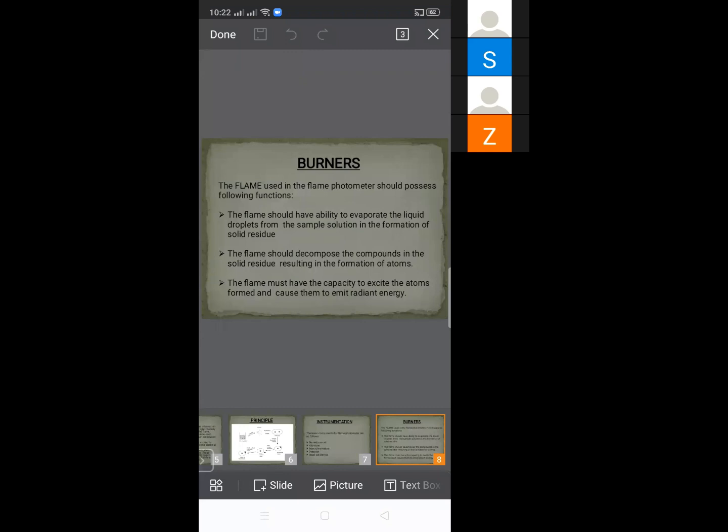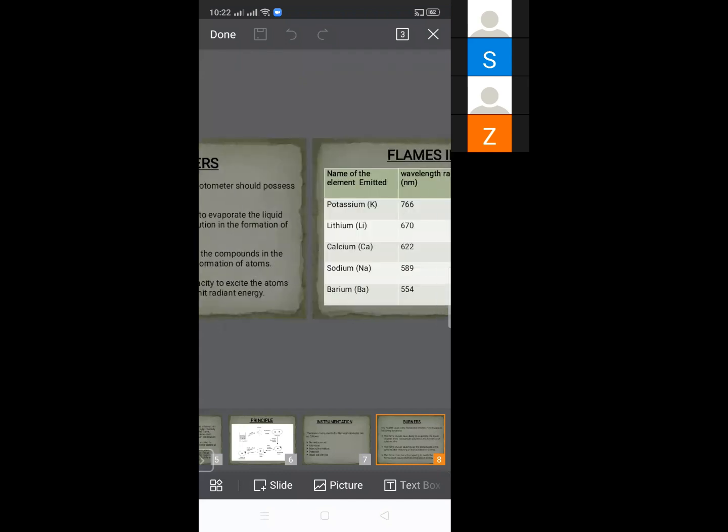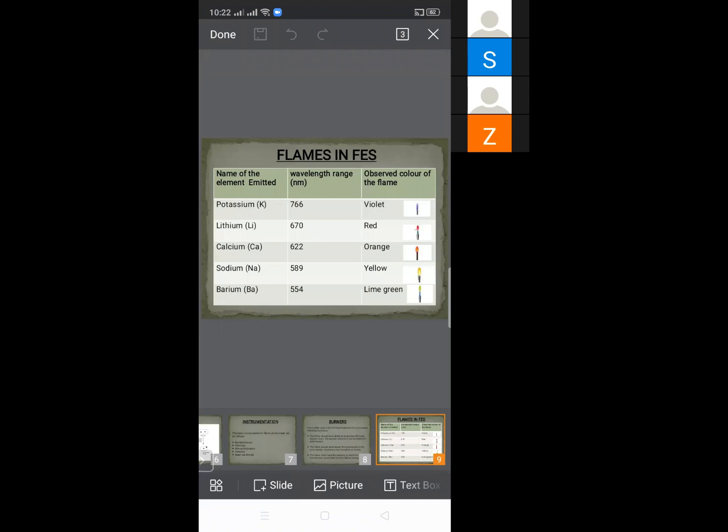The third one is the flame must have the capacity to excite the atoms formed and cause them to emit radiant energy. It means that the flame also has the ability to electronically excite a fraction of the resulting atomic or molecular species. So these are some flames that we use in flame emission spectroscopy. There are some elements: potassium, lithium, calcium, sodium, barium, and their wavelength range lies between 550 to 760 nanometer, and they give various colors that are violet, red, orange, yellow, and lime green.